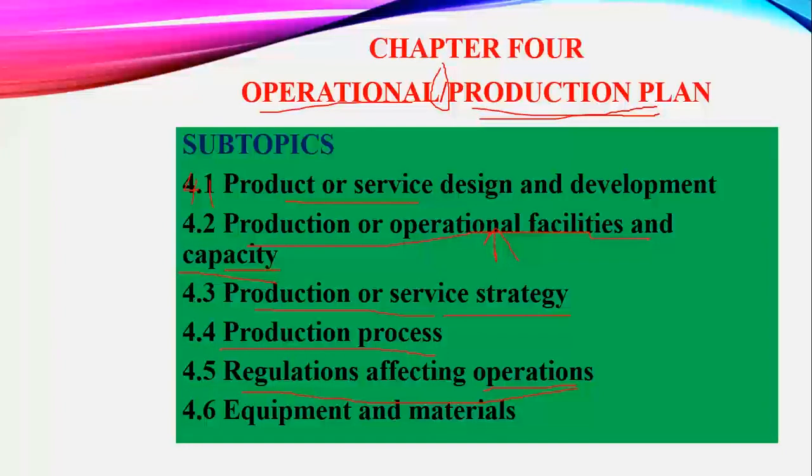Put them there. Then equipment and materials. What are the equipment that you need in the whole process? Like I've said, if you are reselling, maybe you are dealing with perishable goods, you need an equipment like what? A refrigerator. If you're talking of materials, what are the raw materials in the production plan? Write on that. Tell us more on that.